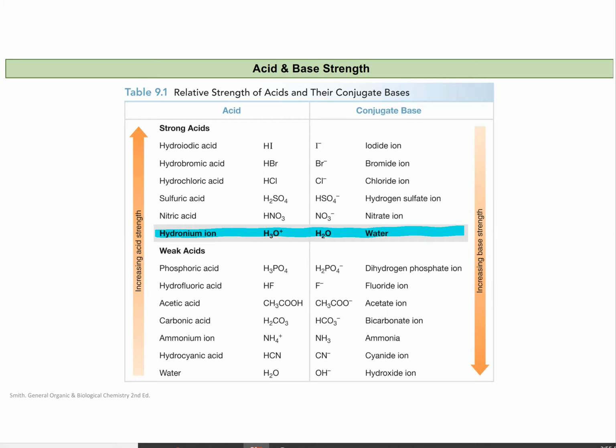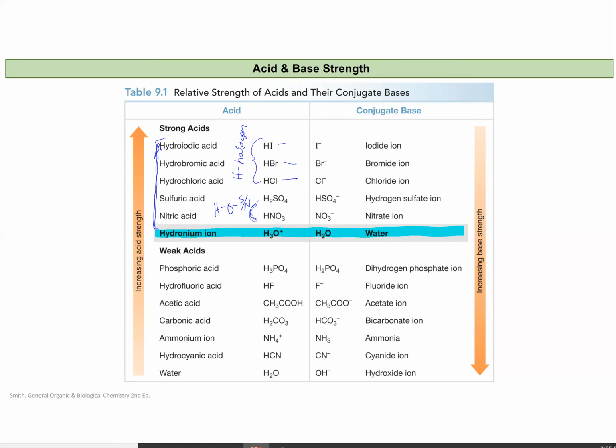So above this hydronium ion acid, we have our strong acids. These include hydroiodic acid, hydrobromic acid, hydrochloric acid. Notice these are all hydrogens bonded to a halogen. Then we have sulfuric acid and nitric acid next. These are each cases where our hydrogen is bonded to an oxygen and then to either a sulfur or a nitrogen.